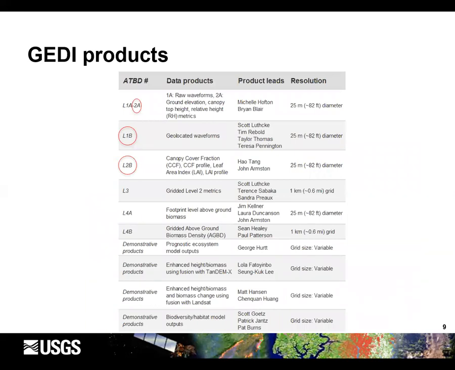Jedi science data products include footprint level and gridded data sets that describe the 3-dimensional features of the Earth. The ones we have been exploring include the level 1B geolocated waveforms, the 2A relative heights, and the 2B canopy cover and plant area index values.